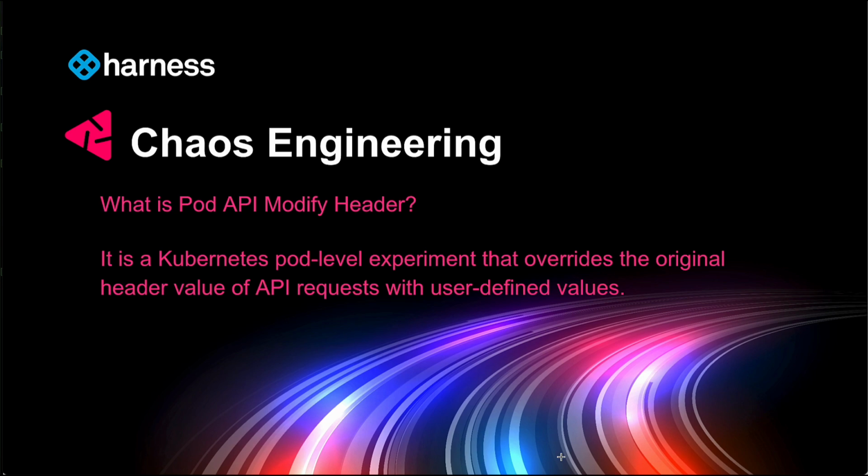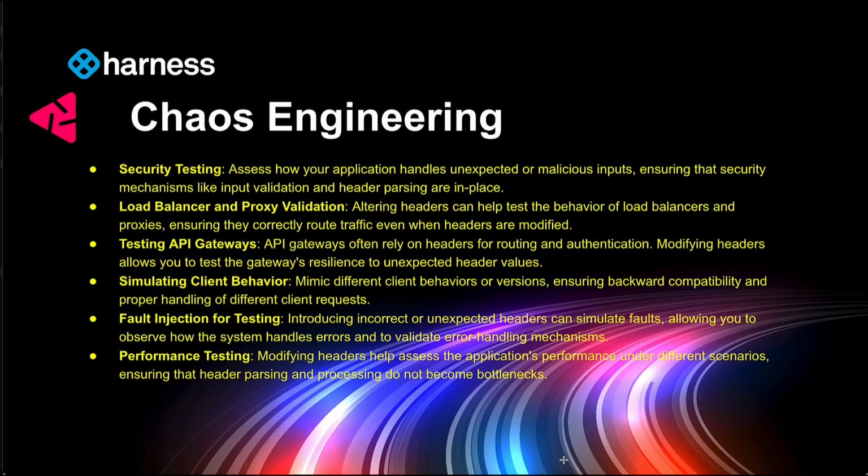It is a Kubernetes pod level chaos fault that modifies the header of an API request. What are its use cases? Suppose you have an application and users enter some malicious input into it. If your application has certain input validation and header parsing in place, it ensures that the pod API modify header fault cannot attack your application or make it vulnerable to such attacks.